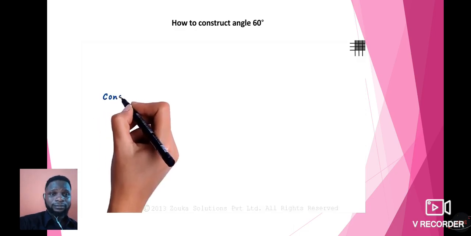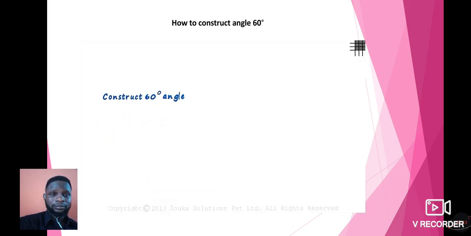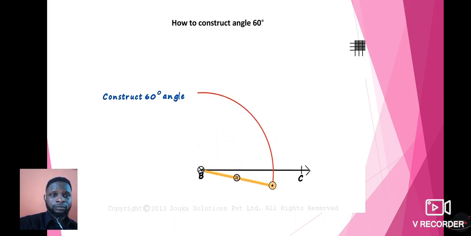Let's see how we can construct a 60 degrees angle. Let the initial arm of the angle be ray BC. With the compass on point B, choose a convenient width, maybe a little more than half this length. Then we draw an arc from above point B, which crosses ray BC at point D. Do not change the width of the compass. Take the compass to point D and make an arc across the first. Say the arcs intersect at point A.